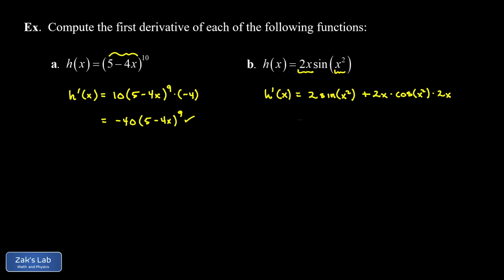So cleaning things up a little bit here, there's nothing we can really do with the 2 sine x squared. But in my second term, if I move those two x's together, I get a 4x squared cosine x squared, and we're done.